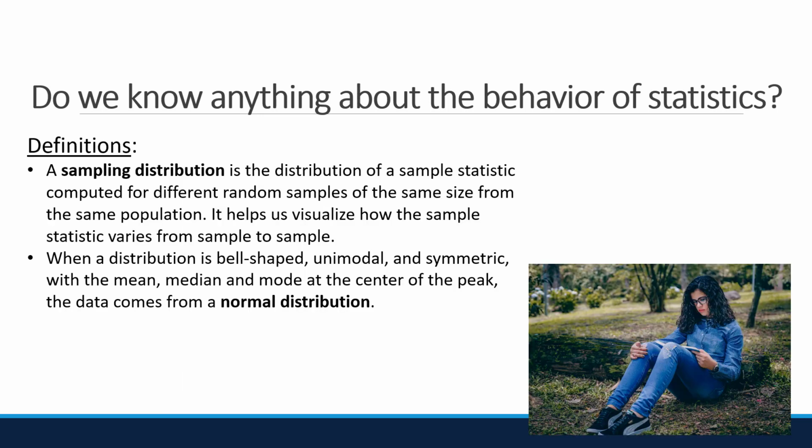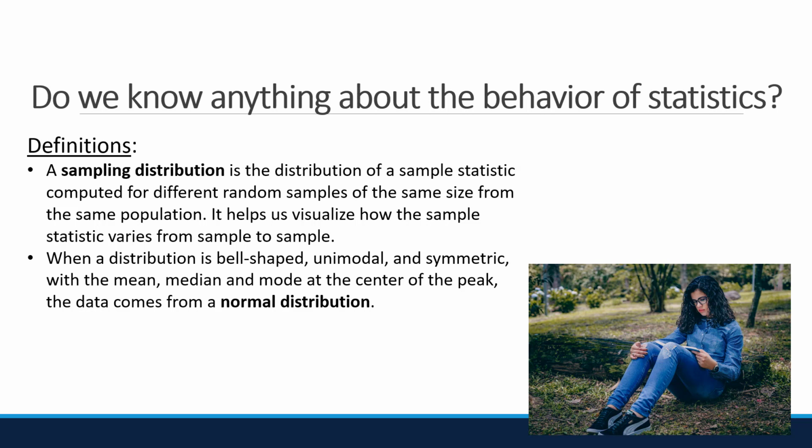A sampling distribution is the distribution of a sample statistic computed from different random samples of the same size from the same population. A sampling distribution consists of all possible statistics and how often these statistics occur. It helps us visualize how the sample statistic varies from sample to sample. The above simulated sampling distribution was created as a dot plot. We could have just as easily created a histogram.